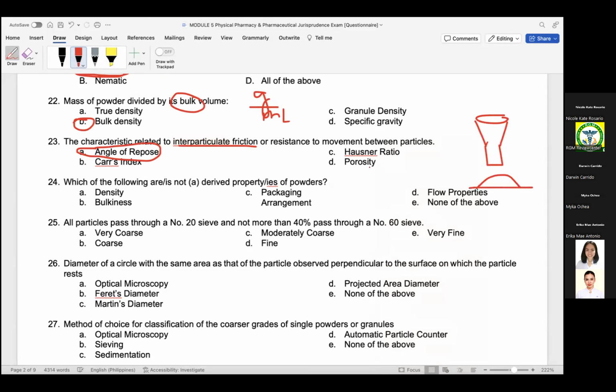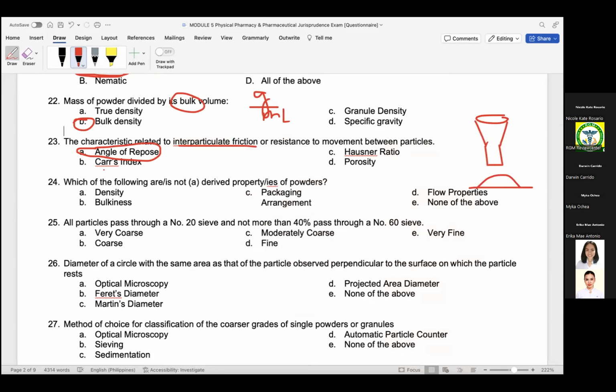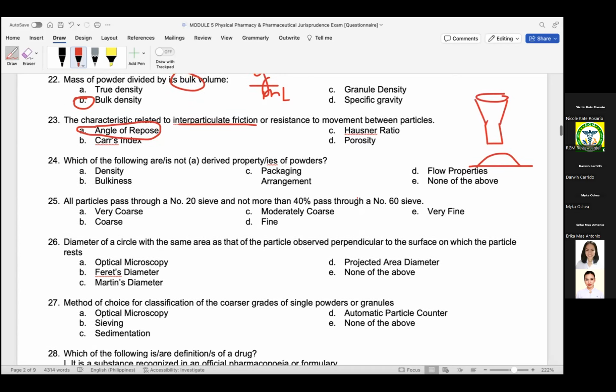Although Carr's index and Hausner ratio are parameters as well in measuring the flowability or flow characteristics of your powder, their formula is different. Okay? So we're not after the friction between particles. When you get Carr's index and Hausner ratio, they are just based on bulk volume and true volume, or if not volume, density. Okay? So, the correct answer in number 23 is A.